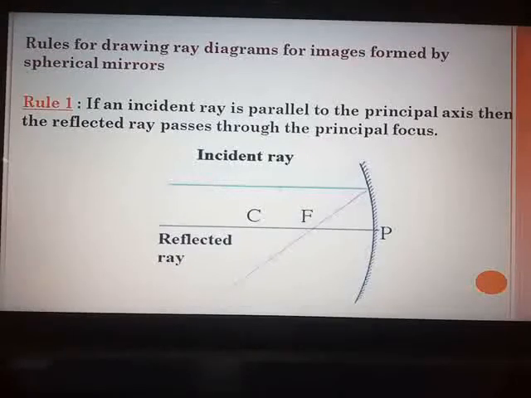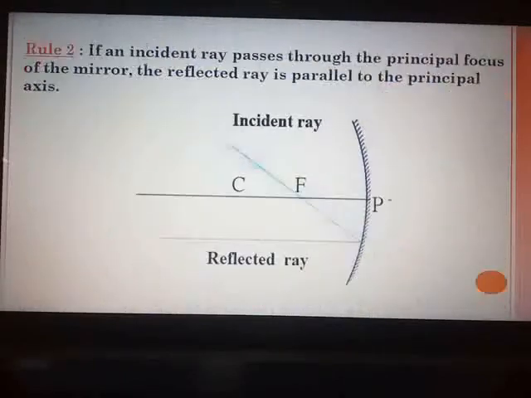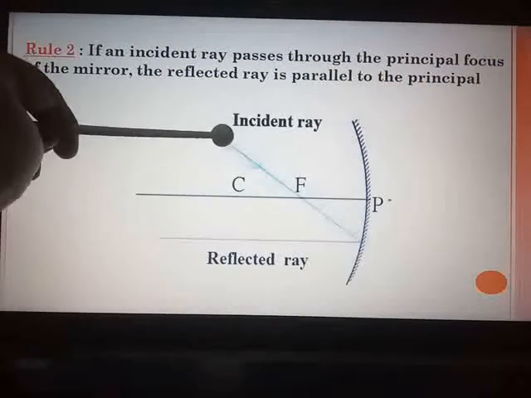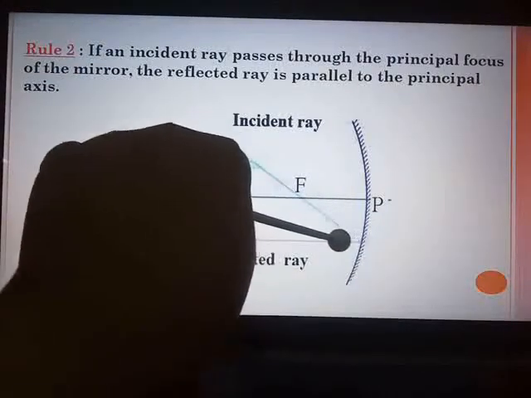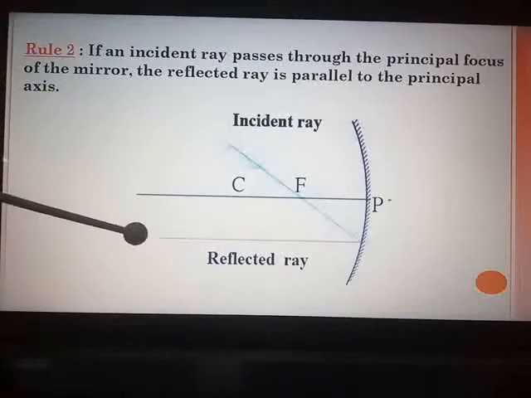So if the incident ray is parallel to the principal axis, then the reflected ray passes through the principal focus. The second rule is in contrast to the first rule. If an incident ray passes through the principal focus, then the reflected ray is parallel to the principal axis. Look at both the rules.